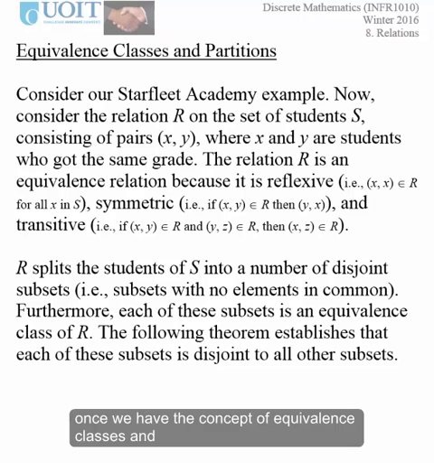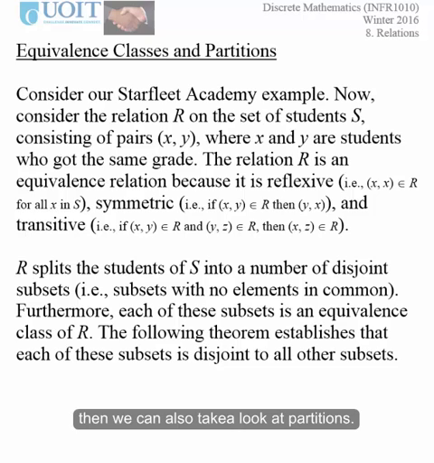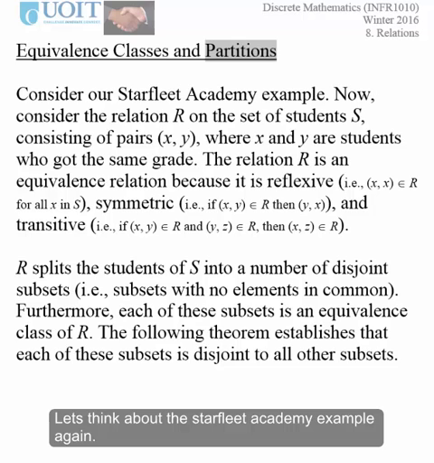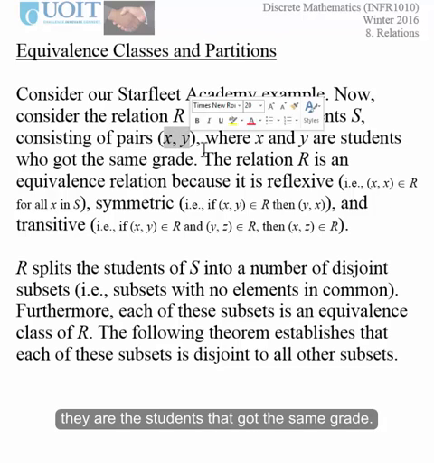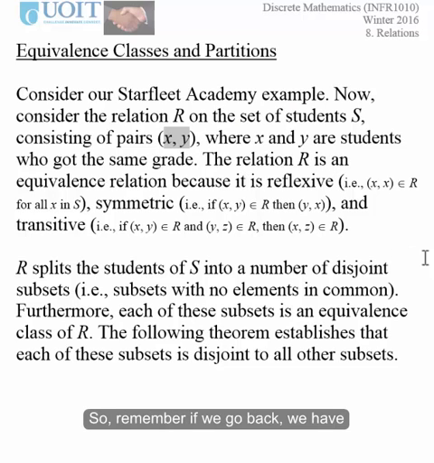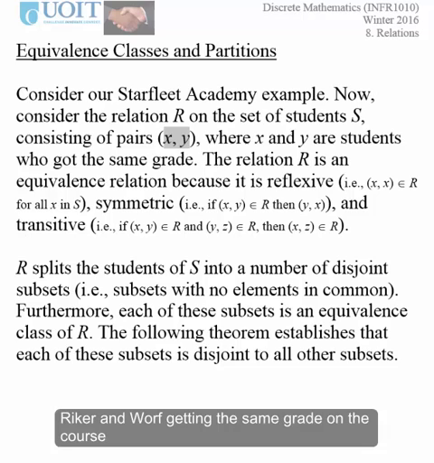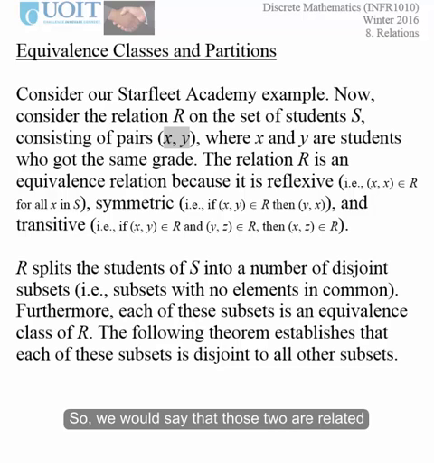Once we have the concept of equivalence classes, we can also take a look at partitions. Let's think about the Starfleet Academy example again. X and Y are the students who got the same grade. Remember, if we go back, we had Riker and Worf getting the same grade on the course. So we would say that those two are related according to this relation.